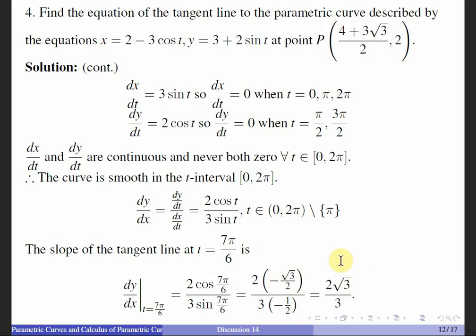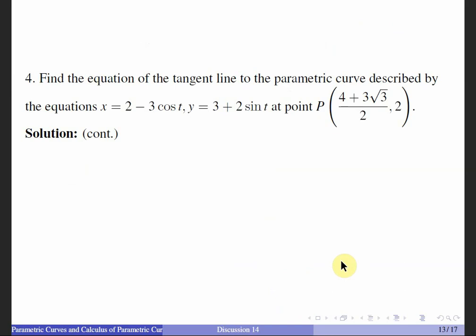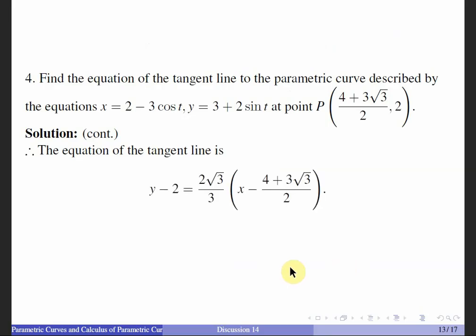Okay, so now we can use these numbers and plug into the point slope form. So let's use y minus 2 and then the slope 2 square root of 3 over 3, and then x minus the x coordinate 4 plus 3 square root of 3 all over 2.